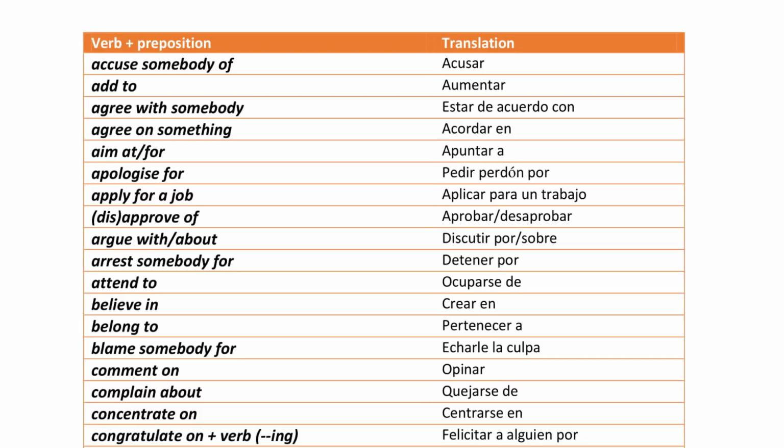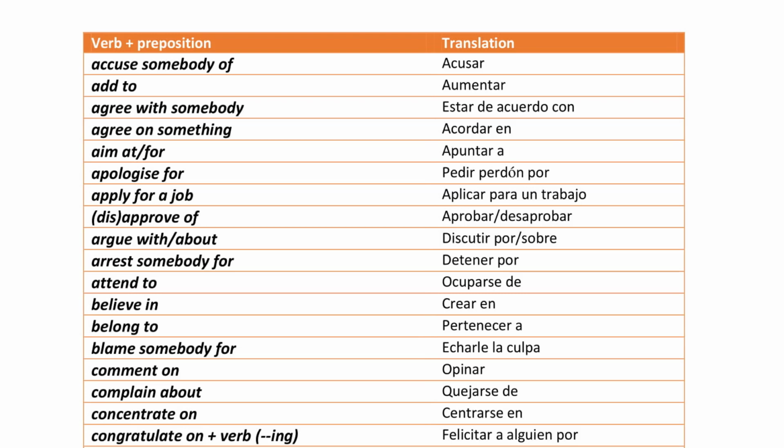So let's go. Verbs followed by dependent prepositions. I'm going to start with, it's quite a long list. So I'll give you the verb plus preposition, and then I'll give you the translation. Okay. So the first one is, to accuse somebody of, and that is acusar. Add to, aumentar.